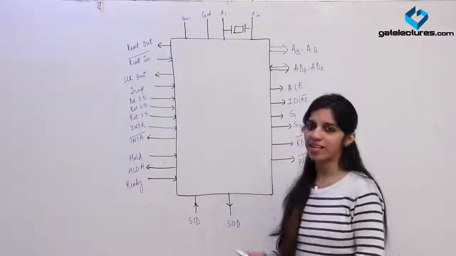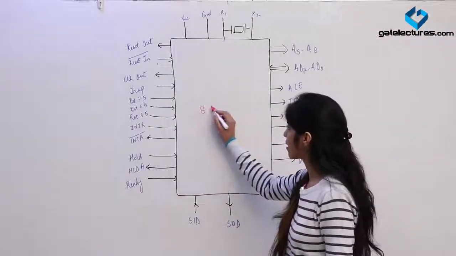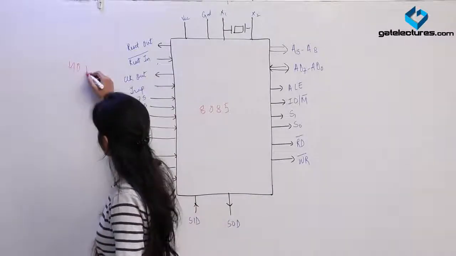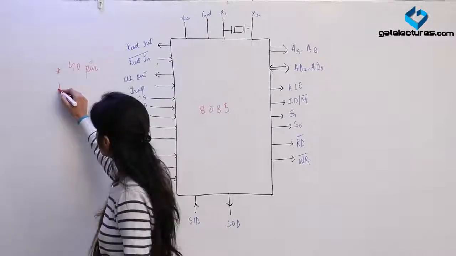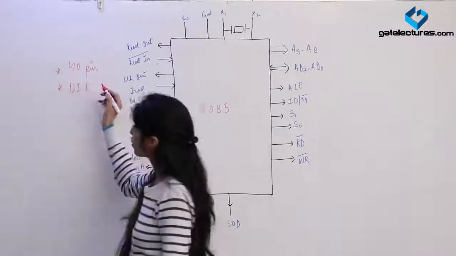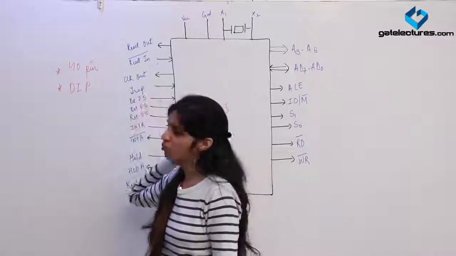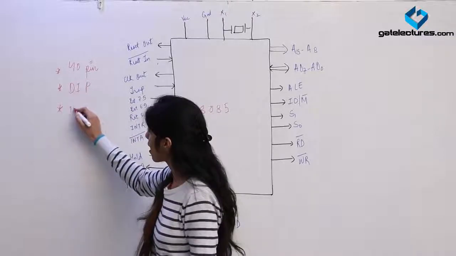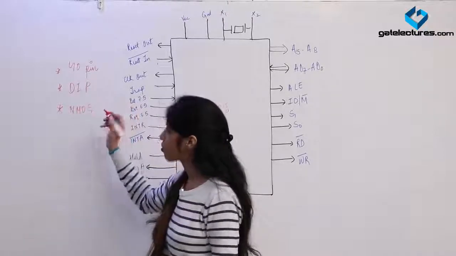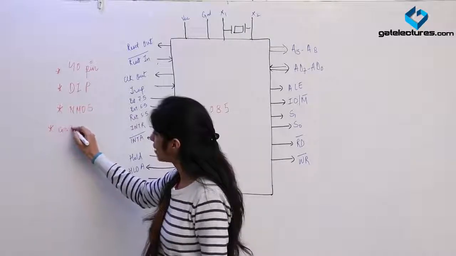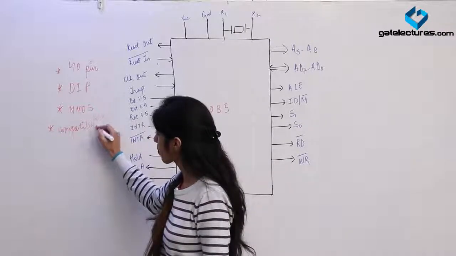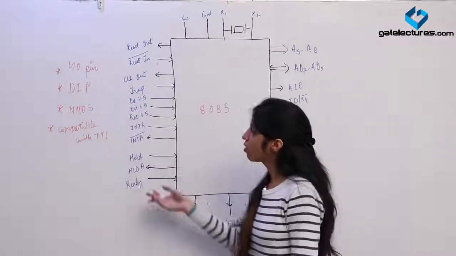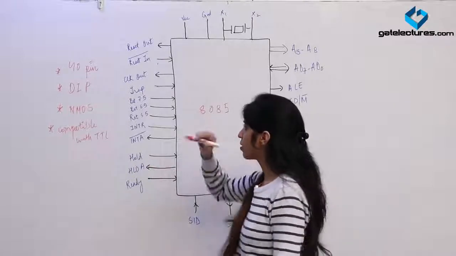Okay, so now we are going to look at the architecture, the pin diagram of 8085 microprocessor. So basically this is a 40 pin IC, dual inline package DIP, that means that it is going to have pins on both sides of the IC. Okay, fine. And it is working on NMOS technology, compatible with TTL logic. So, okay, we can just have a look at the pins first.